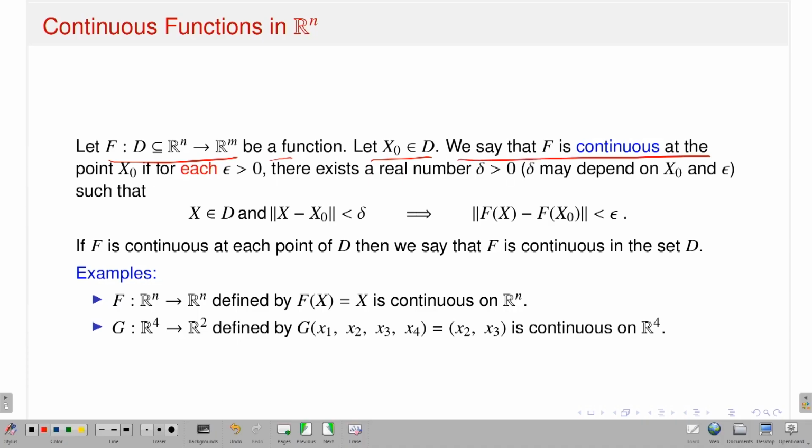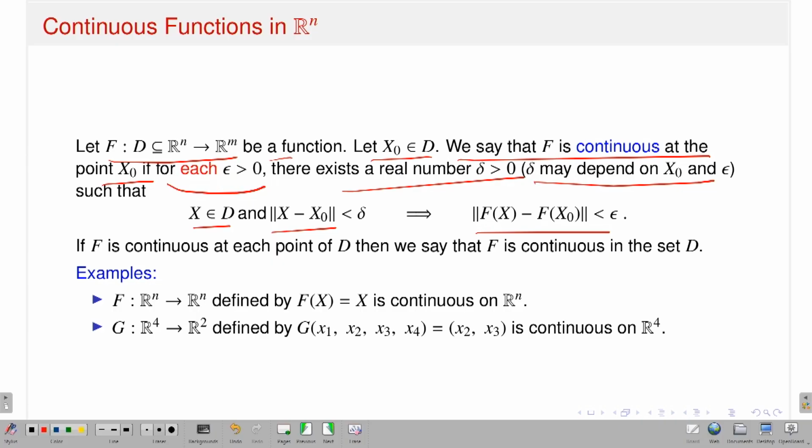We say that f is a continuous function at the point x naught. What is the definition? Given any epsilon, there should exist a positive number delta, which may depend on the point and epsilon, such that whenever x belongs to D and the norm of x minus x naught is less than delta, this should imply that the norm of f of x minus f of x naught is less than epsilon.